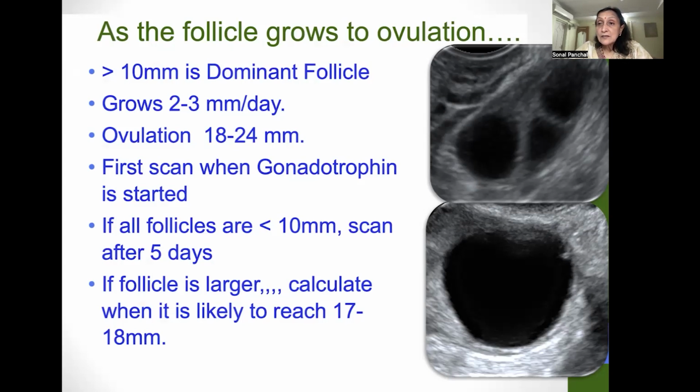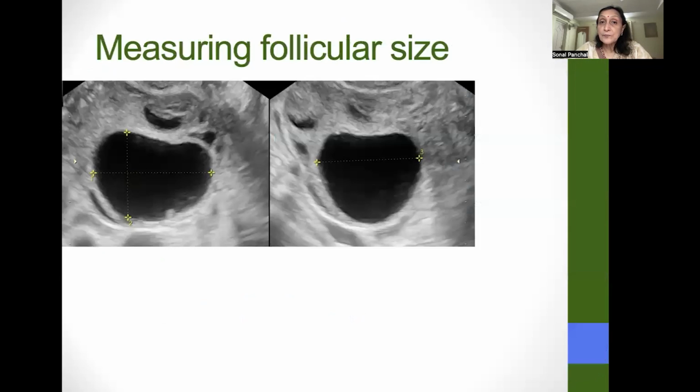If instead it is an IUI cycle and only oral ovulogens are to be used, the first scan is done on the last dose of the oral ovulogen, and after that, the same principle is followed. If all the follicles are smaller, call directly after 5 days. But if there is already a dominant follicle, find out when it is likely to reach the size of 18 to 20 and accordingly call the patient.